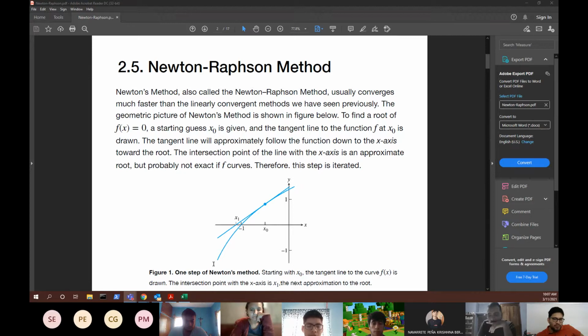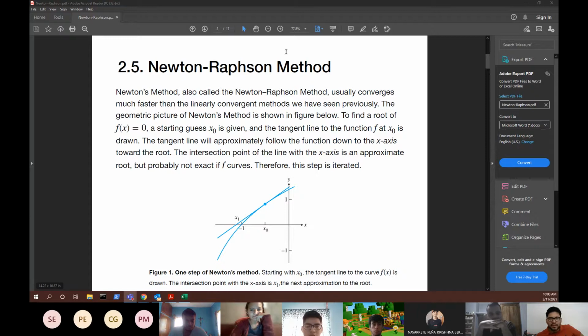We already know that the solution, for example, of this curve, or this function, is actually going to be close to -1, for example, right? So what we're doing is just moving the tangent to this line until we obtain the solution, or the intersection with the x-axis. That's why the tangent will approximately follow the function down to the axis toward the root. So it's just going to be moving.